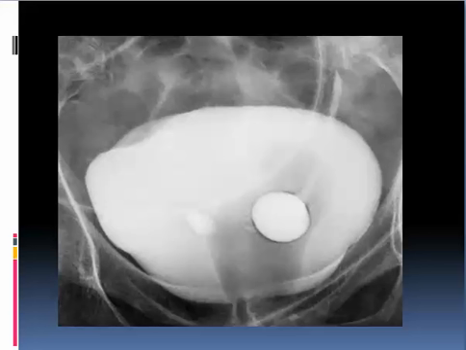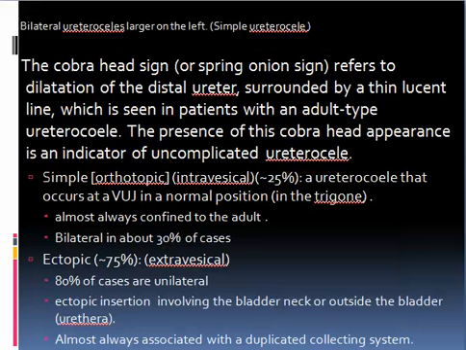What is this? This is the typical appearance of ureterocele, bilateral with halos around. Bilateral ureterocele is larger on the left. The cobra head sign, or spring onion sign, refers to the dilatation of the distal ureter surrounded with a thin lucent line, which is seen in patients with an adult type ureterocele.